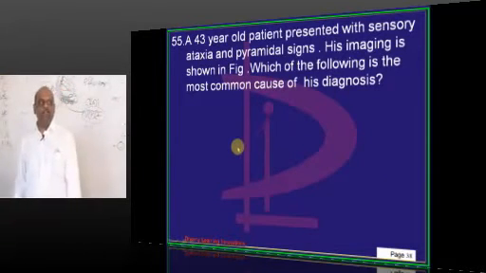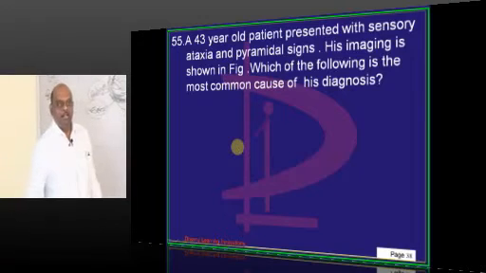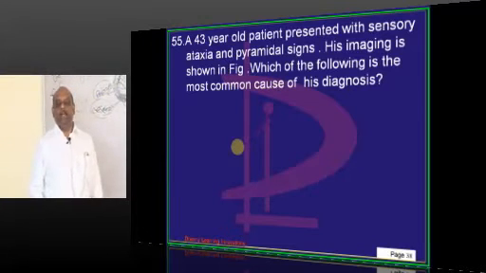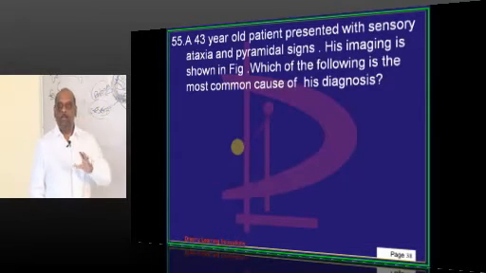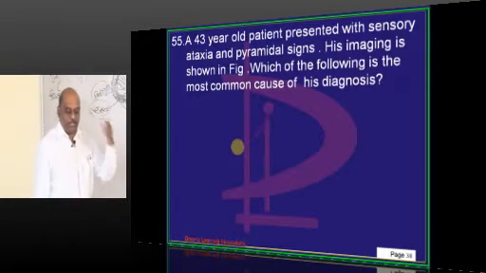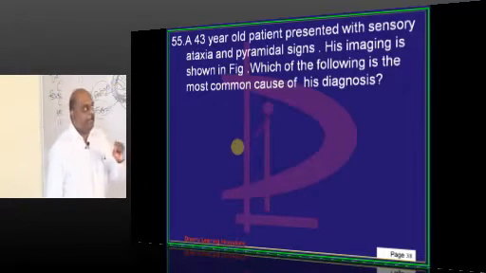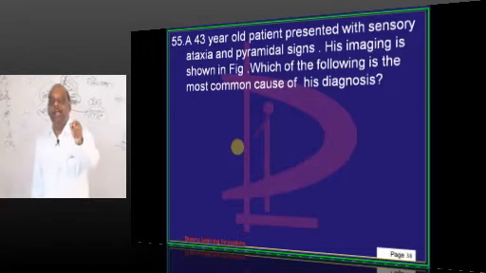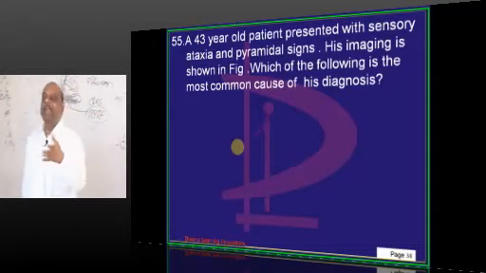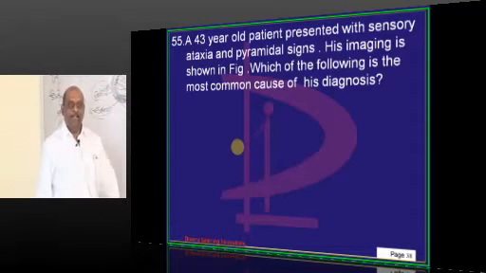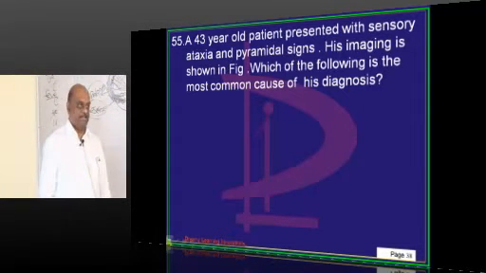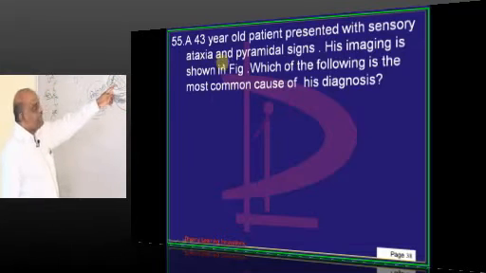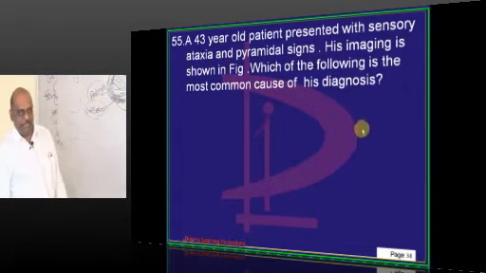A 43-year-old is having sensory ataxia. Last time we discussed what is sensory ataxia, cerebellar ataxia, how do you differentiate? Wash basin phenomenon. When our patient goes to the wash basin and closes the eyes, he will fall down. Which type of ataxia will you have? Sensory or cerebellar? Sensory ataxia. In cerebellar ataxia, whether you open eyes or close eyes, the patient will have imbalance. So the patient is having sensory ataxia, that means his dorsal columns are affected.